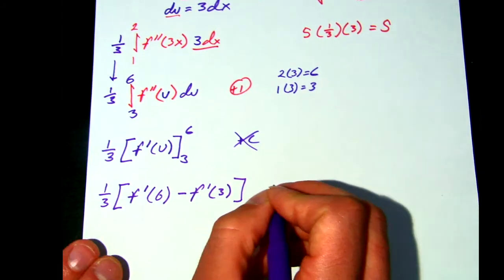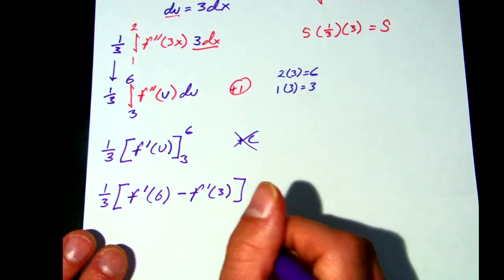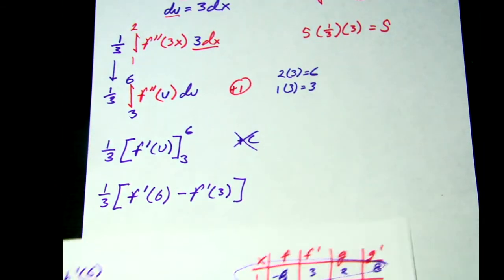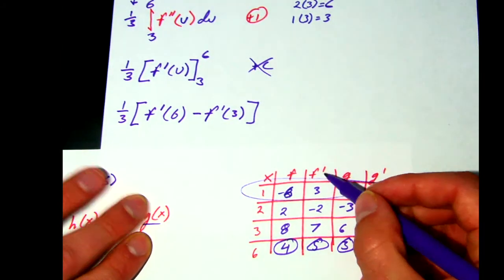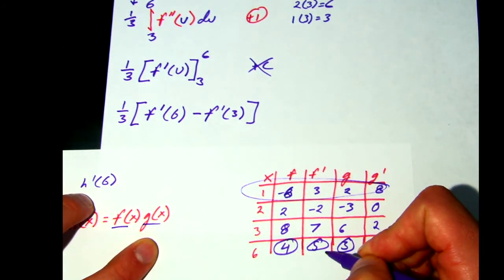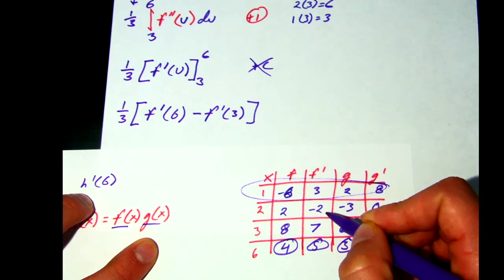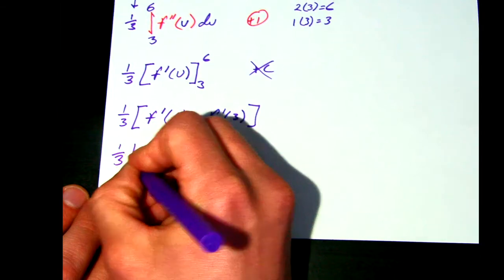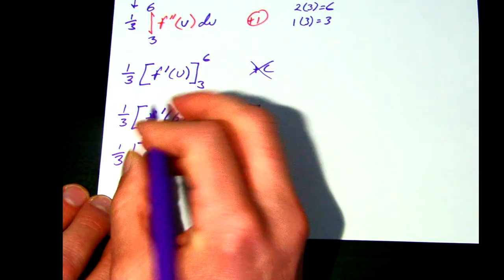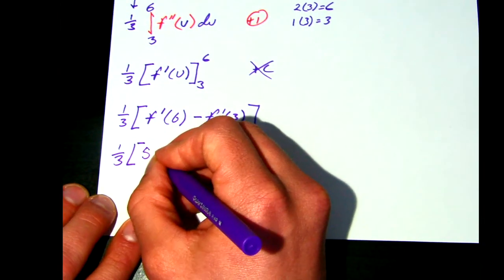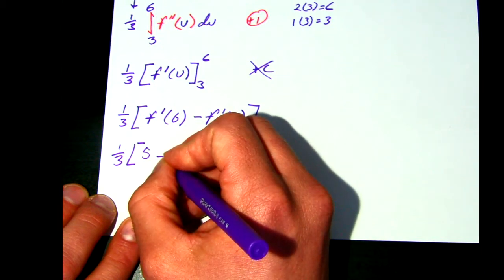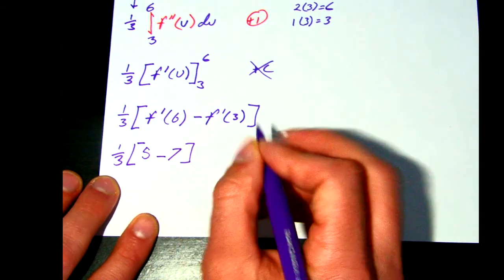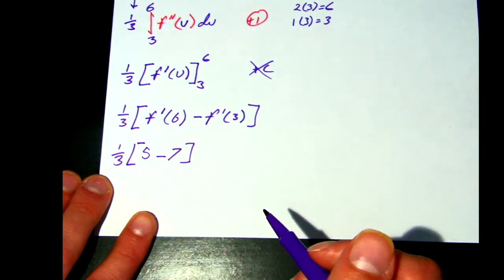I'm going to go back to that chart I had on the last page. Here it is. So I'm just looking for f prime of 6 is 5. F prime of 3 is -2. So I get 1/3 multiplied by 5 minus, oh no, 7. Good, I almost did it. Caught myself. F prime of 3 is 7. I said it wrong a second ago.